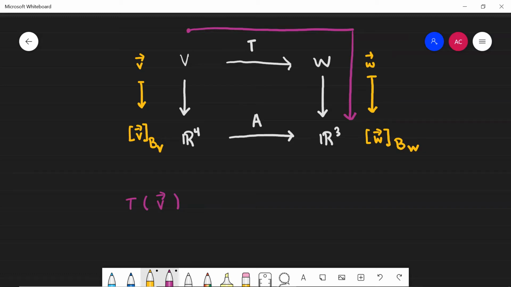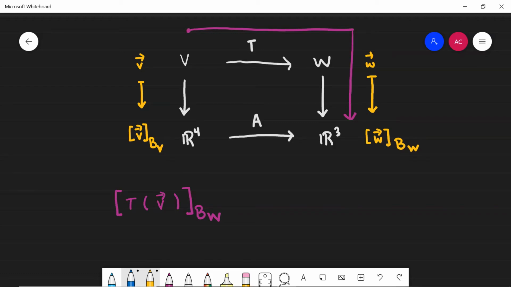So the vertical arrow going down is the coordinate map where I look at my vector with respect to the basis for W. So I'm doing this, B sub W. There. So that is the purple path. All right. Now let's draw another little color in here. We'll make a blue path or something.